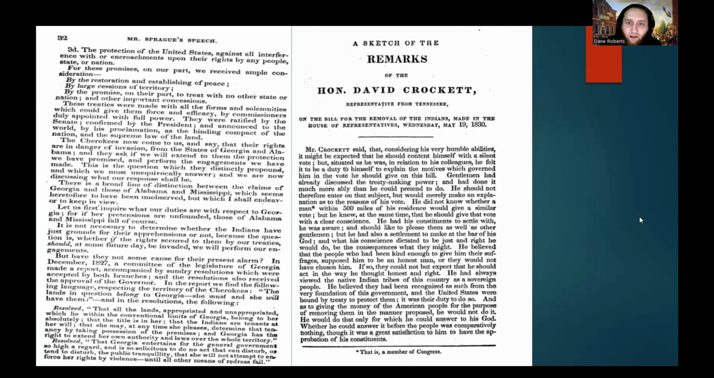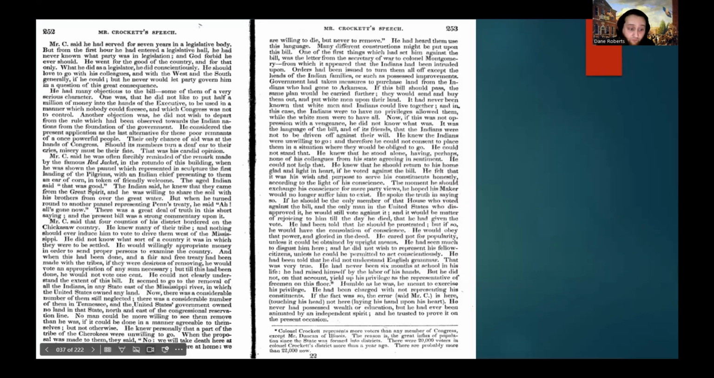Then we also have David Crockett, whose speech is not actually recorded, but a record of his speech, a so-called sketch of his remarks, is placed in these records, where it is stated that he is very much against the removal of the Cherokee, and how he has actually talked to Cherokee and Chickasaw and other Native Americans, whom he has befriended over the years, and realizing that they very much will, if they need to, fight to the end to stay in their lands.